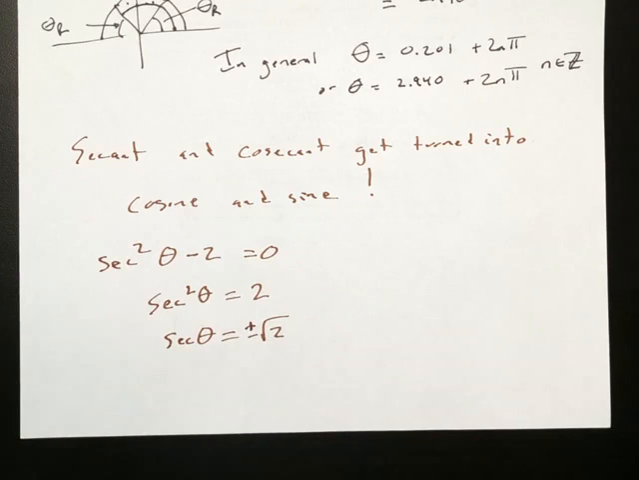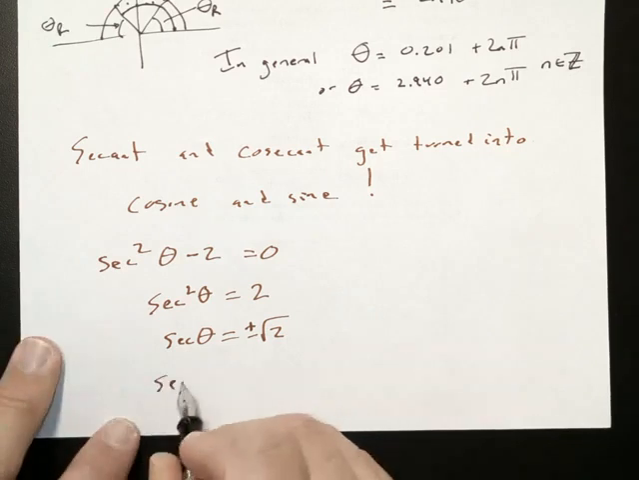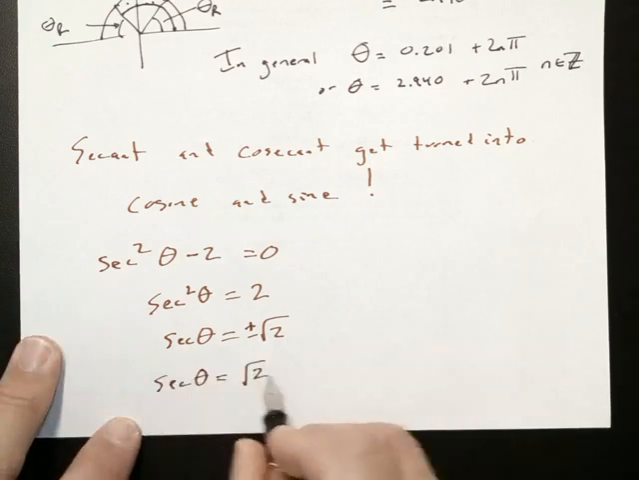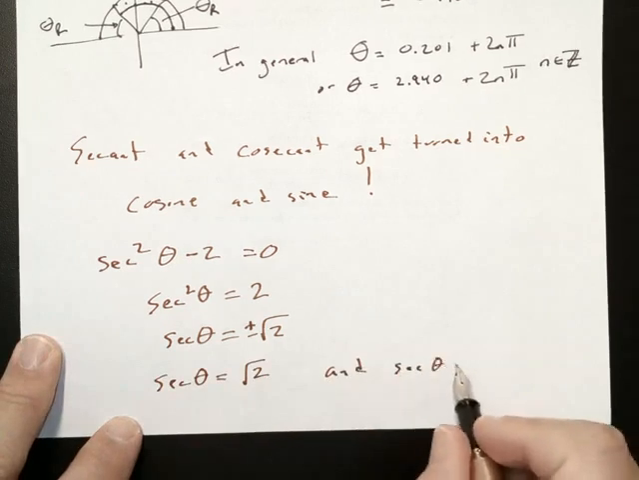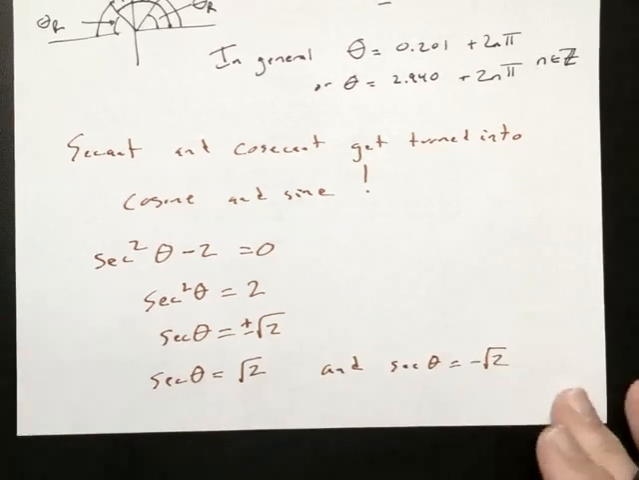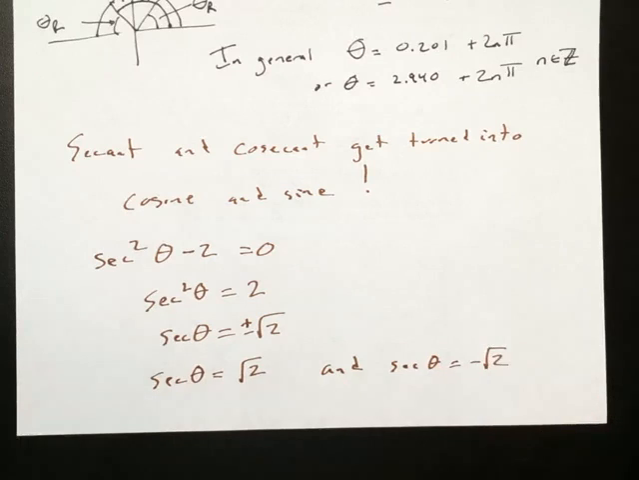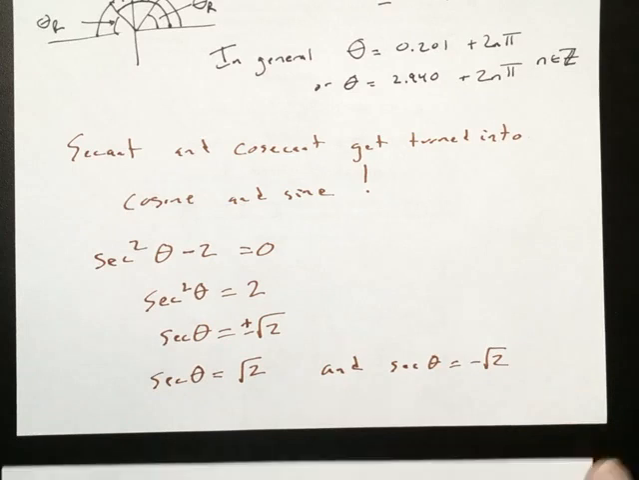Right. Which means I actually now have to solve two separate equations. I have to solve secant theta equals positive root 2, and I have to solve secant theta equals negative root 2. So unfortunately, that square just doubled my workload.